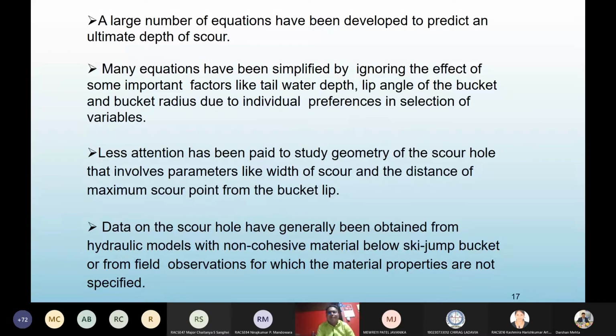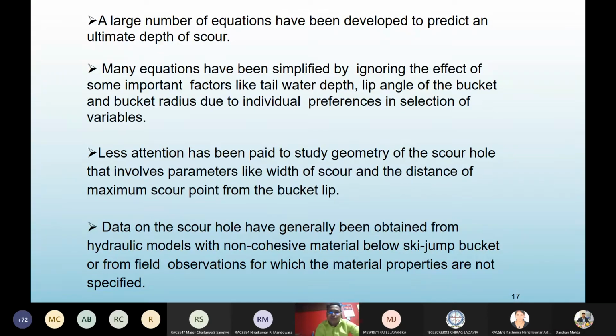See, a large number of equations have predicted ultimate scour depth. Ultimate means there is no further scour, or equilibrium scour. Many equations simply ignore some important factors like tailwater depth, lip angle, bucket depth, bucket radius. Why bucket radius? Rate of change of momentum equals force, and the force comes from high velocity jets. So those values should be considered, but less attention was paid by previous authors.